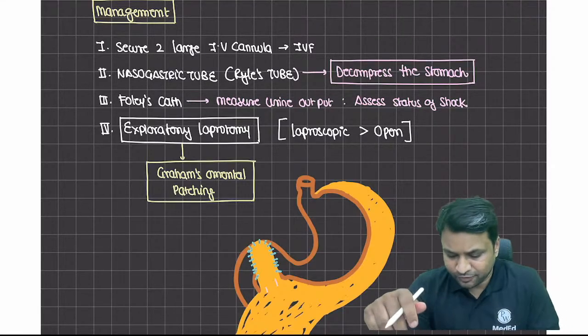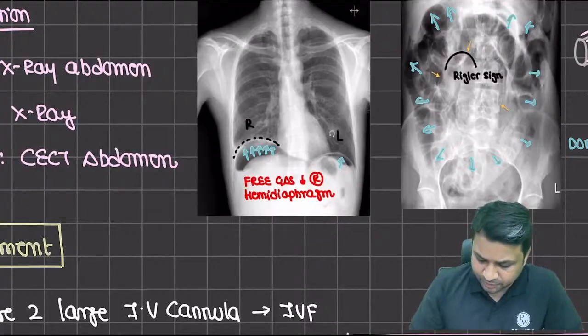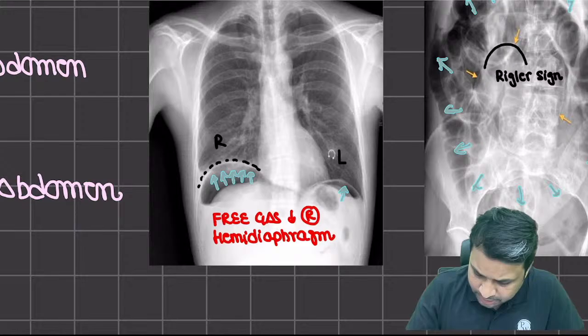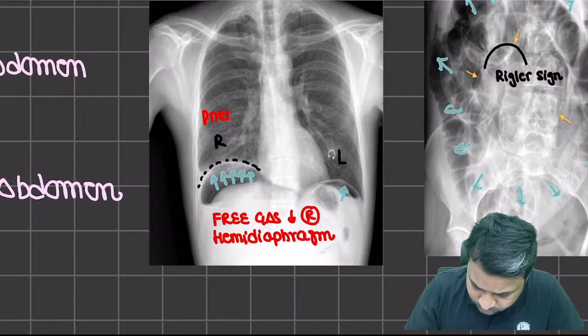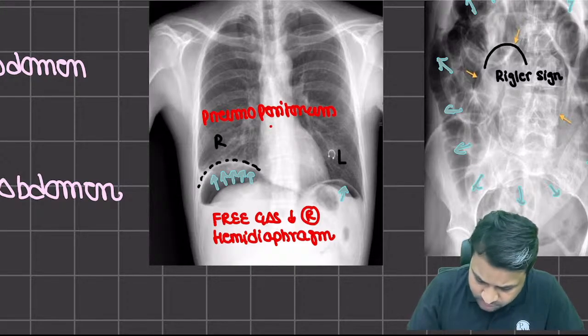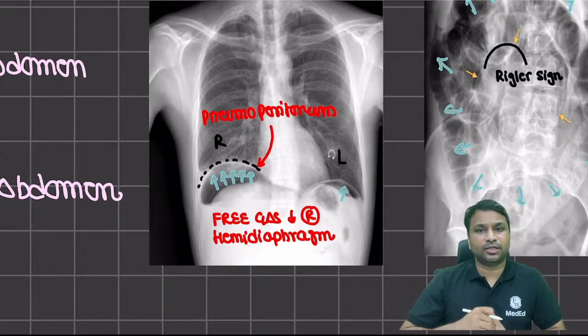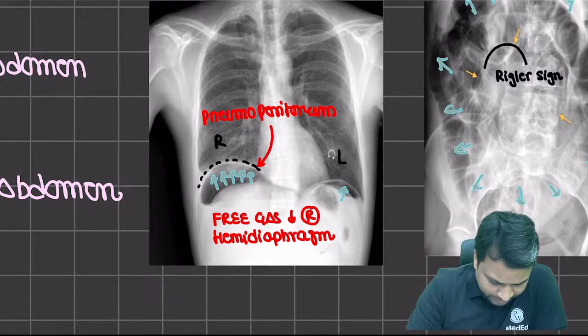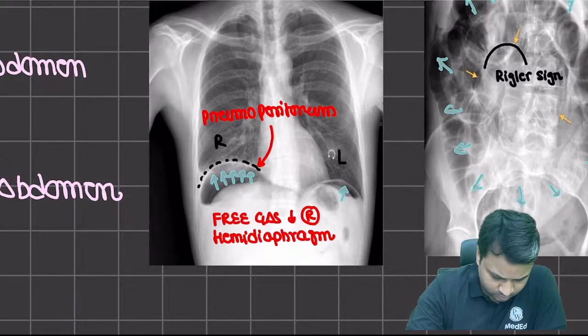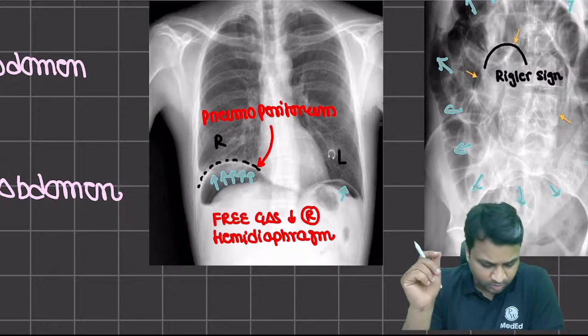Beta, this finding, free gas under the diaphragm, this is what we call pneumoperitoneum. Now this finding is what we call pneumoperitoneum. This is what we call pneumoperitoneum. That is, air under the diaphragm is what we call pneumoperitoneum. Clear? Clear, guys? Quick feedback.